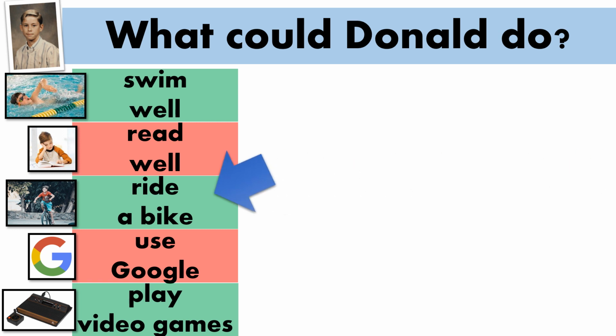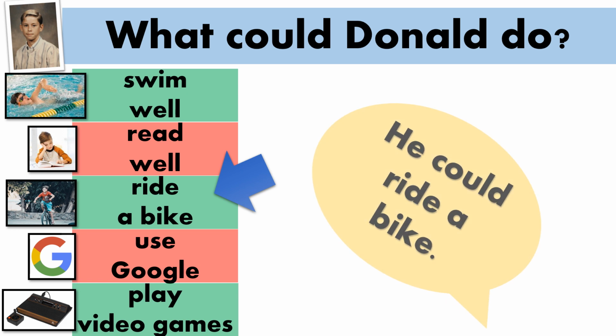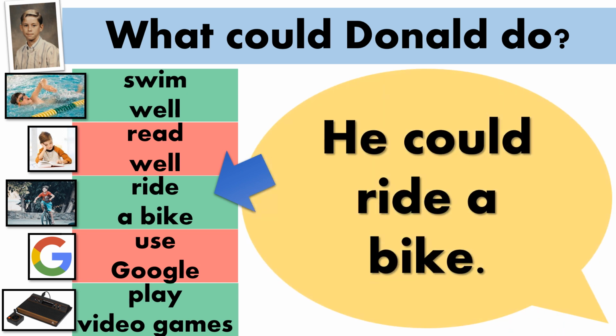The next one is ride a bike. Do you think this is something Donald could do or couldn't do? Say your answer out loud. He could ride a bike. I started really young with the training wheels, and when I was about 6 or 7 years old, I could ride pretty well. I started practicing on the grass just in case I fell down, I wouldn't get hurt. Okay, let's move on and see the next one.